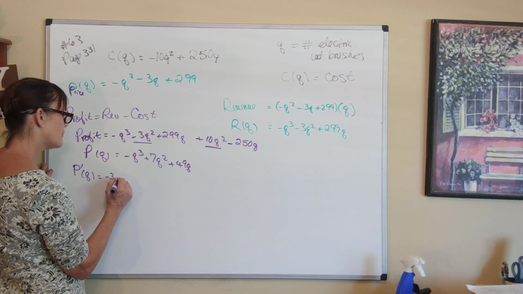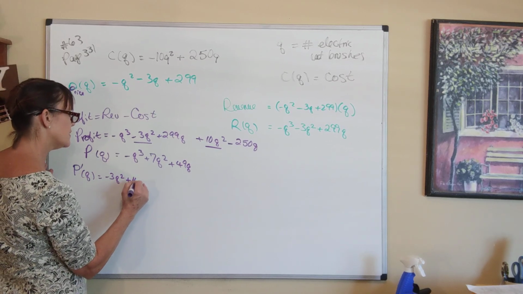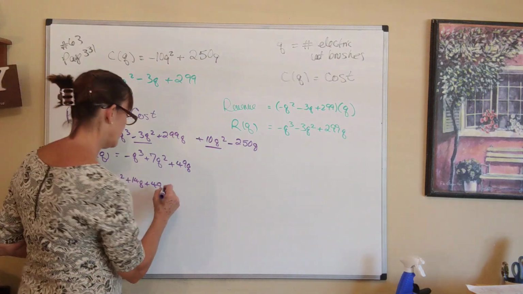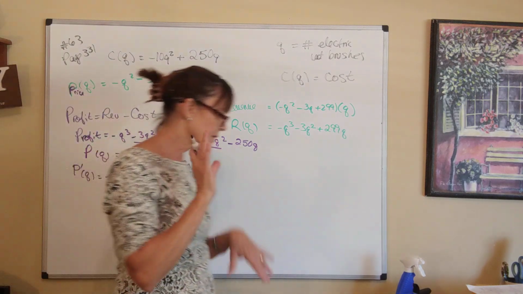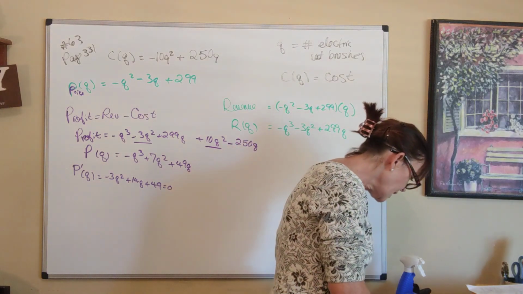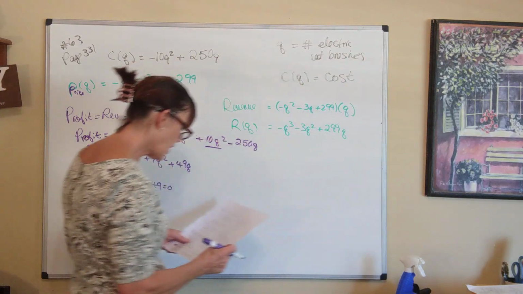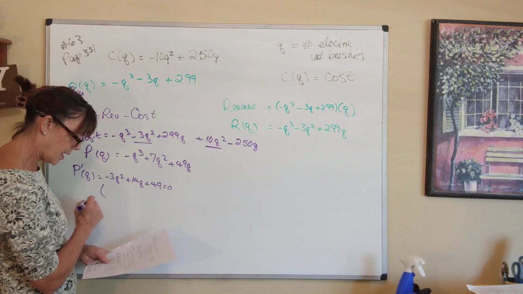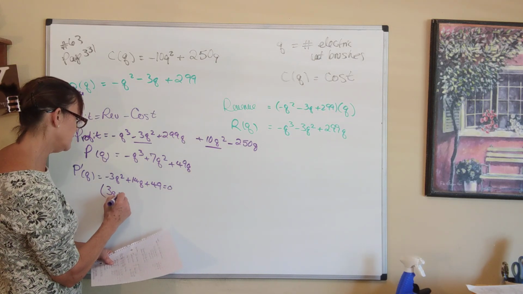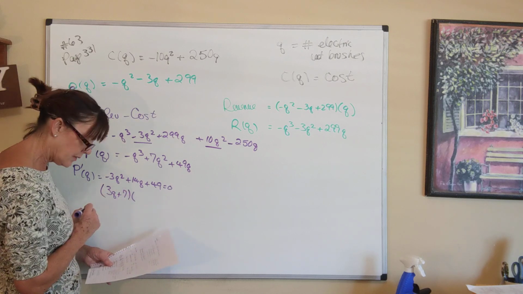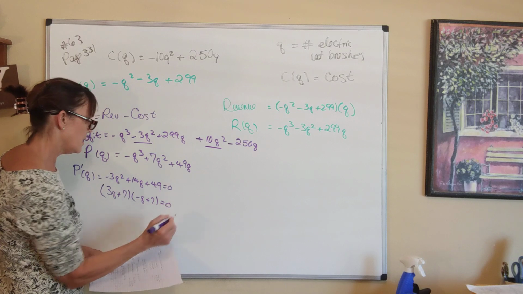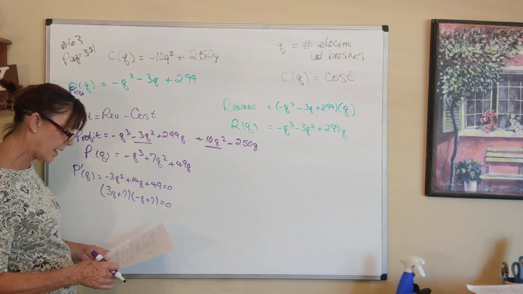So this is negative 3Q squared plus 14Q plus 49. And then we set this equal to 0 and we solve it. This does in fact factor. I'm just going to do it real quickly because I don't want the video to be too long. You can factor this, and I used the AC method.